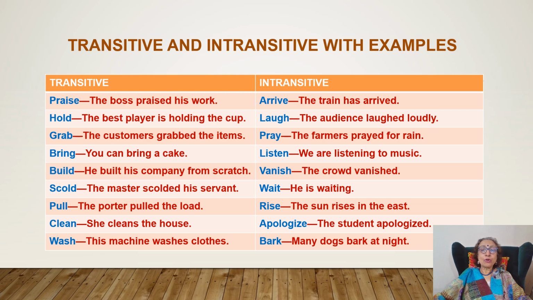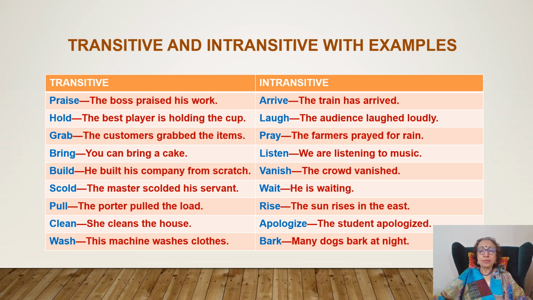The master scolded his servant. Scolded whom? Servant. Then, the porter pulled the load. Pulled what? The load. She cleans the house. She cleans what? The house. The machine washes clothes. Washes what? If you stop the sentence at the verb, it doesn't make sense. That is a transitive verb. It needs the noun to complete it, and it should be a direct noun, not a noun joined with a preposition or any other word.